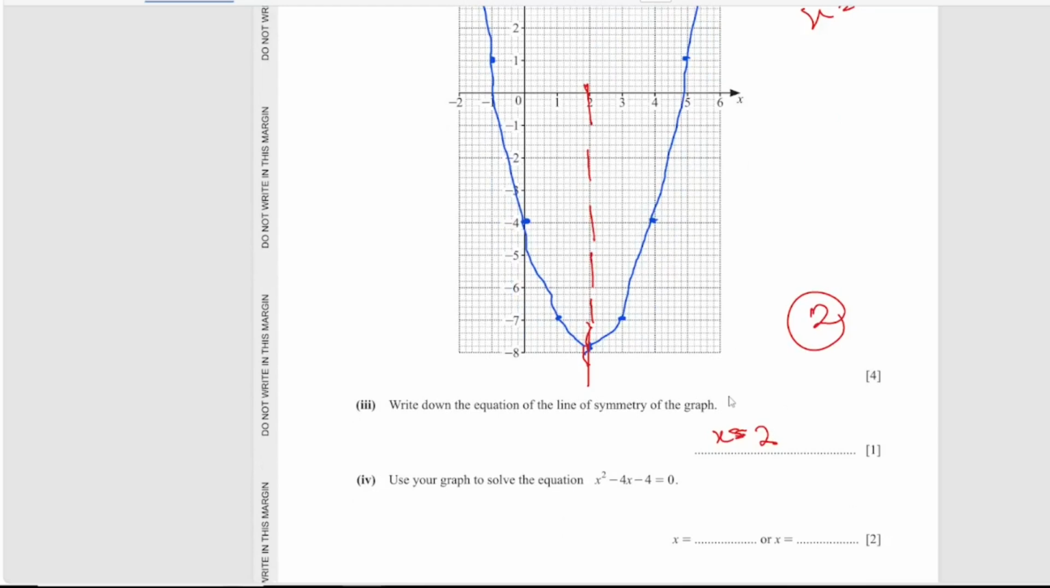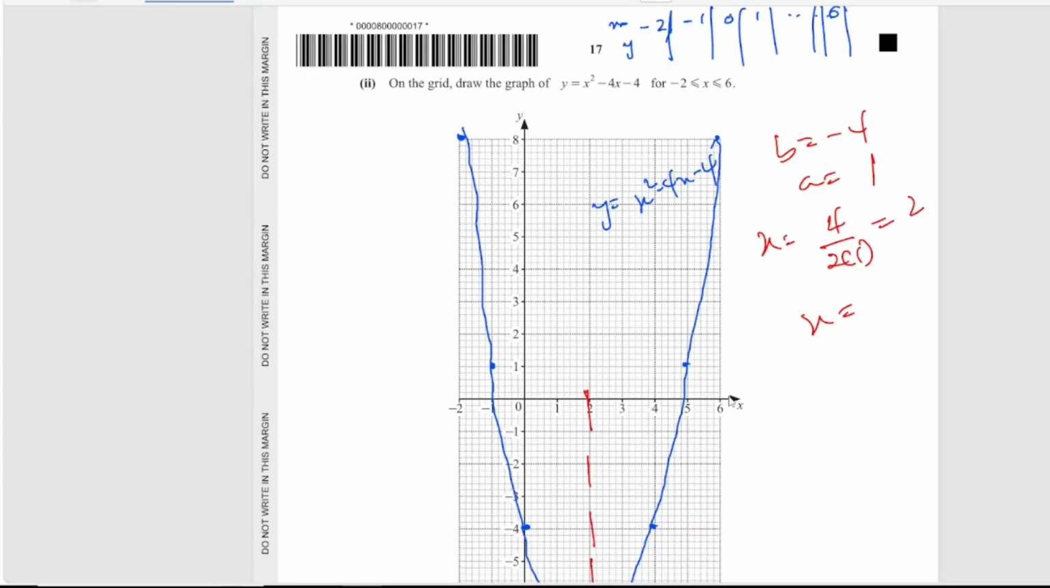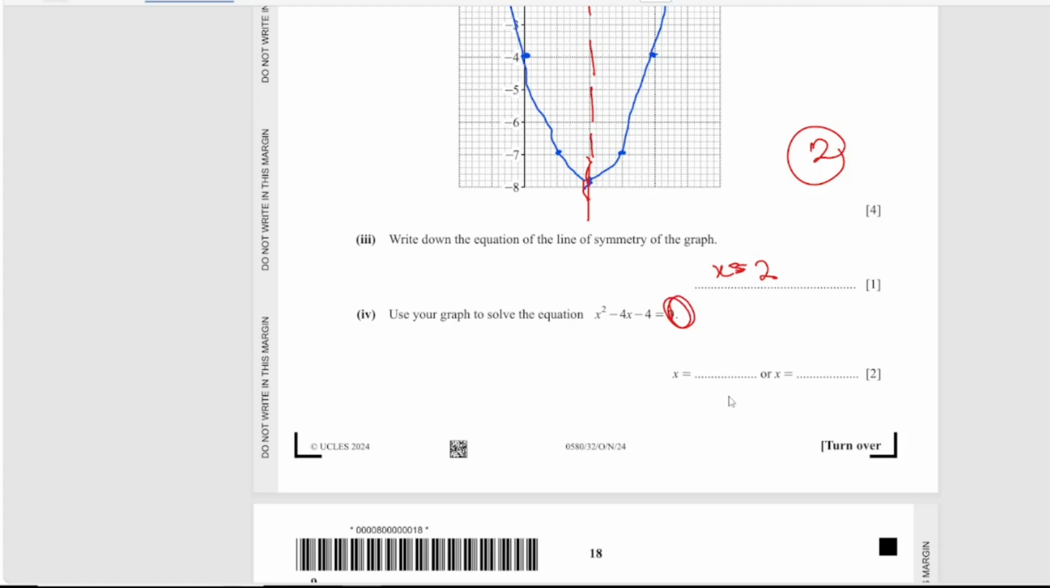And the next question is use the graph to solve the equation this equal to 0, right? So equal to 0 means y is equal to 0. So you have to find where the curve meets the x-axis. y equal to 0 is the same as the x-axis.